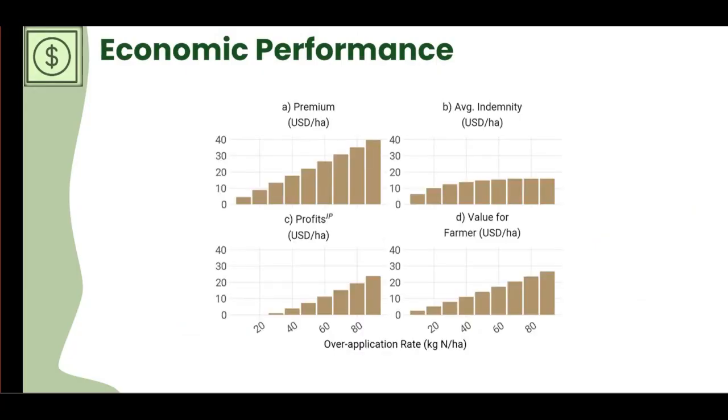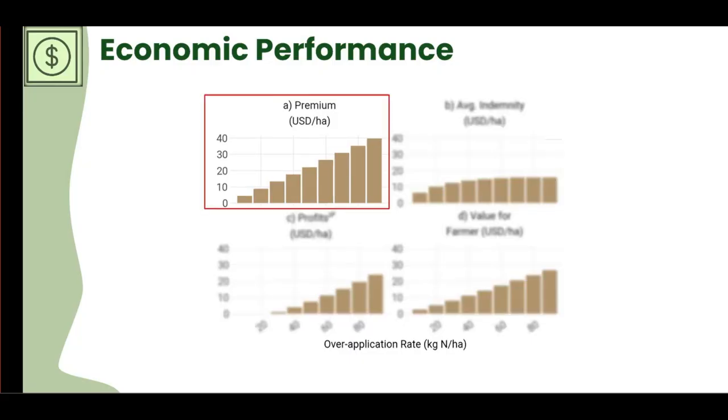So let's look at the economic performance of this insurance. One of the first things we found is that the over-application rate is one of the main drivers of the results. So the over-application rate is that difference between what the farmer is applying and the science-based recommendation. So in the case I presented before, it was 50 kilograms. So we saw that that is a main driver of the results.